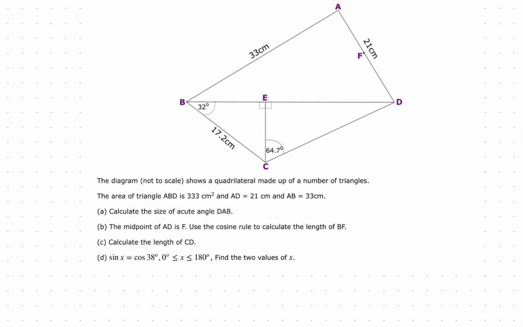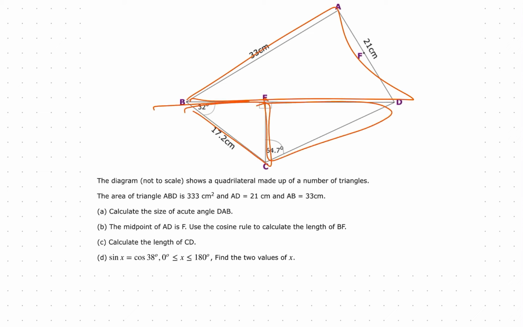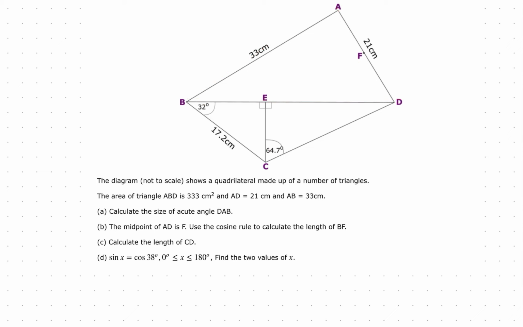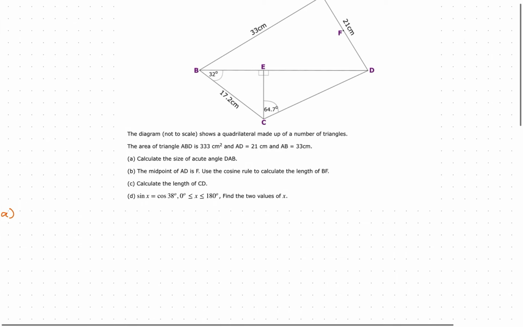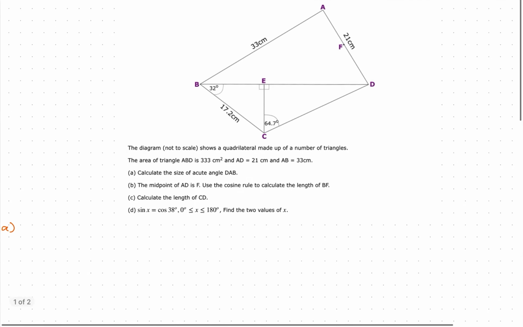Let's do this. Diagram not to scale shows a quadrilateral, this whole entire figure, made up of a number of triangles, which is these triangles over here. We know that the area of triangle ABD is 333, AD is 21 centimeters while AB is 33 centimeters. Part A asks us to calculate the size of acute angle DAB, which is up here.